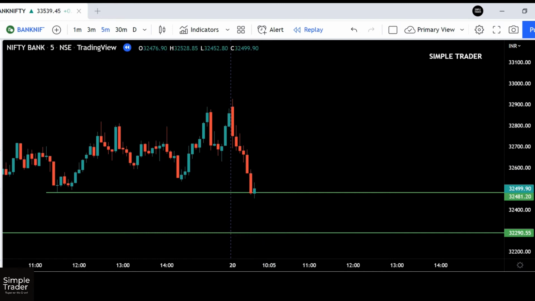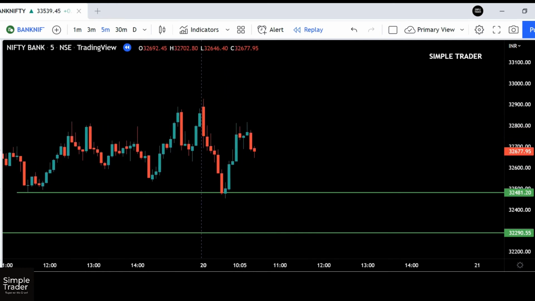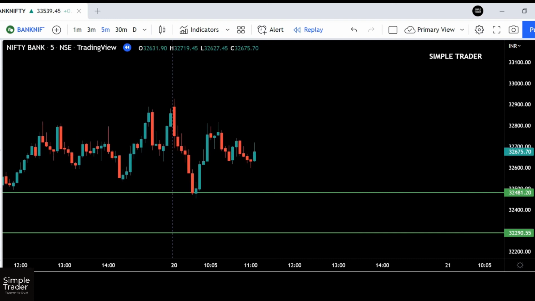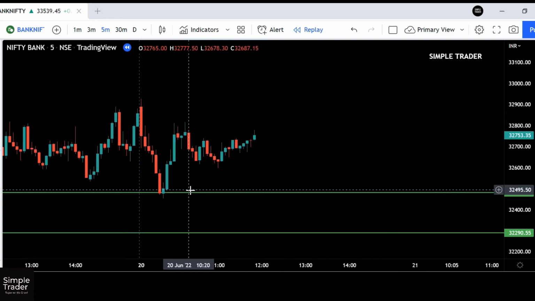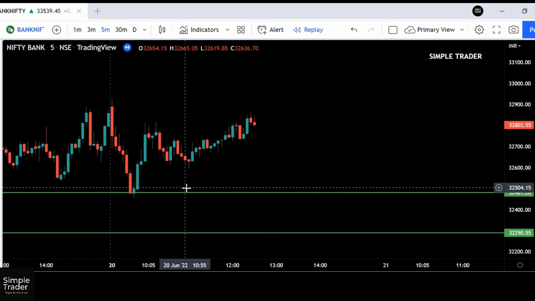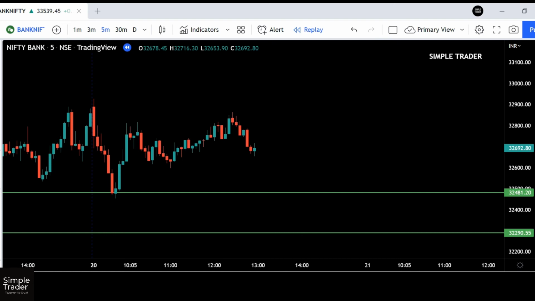Let's see what happened now. As expected, price is going up, right? So you have to book your 50% because the momentum is a little bit less. So you book your 50%, and moreover, you keep your stop loss at cost, right? So where is your first target? Your first target is your day high, right? So you wait for your day high target to be reached. Let's see what happened here.